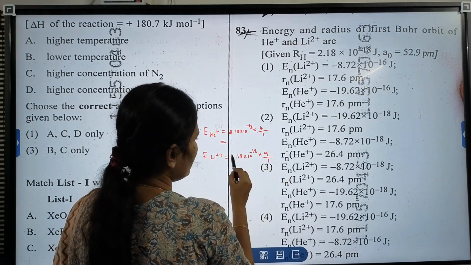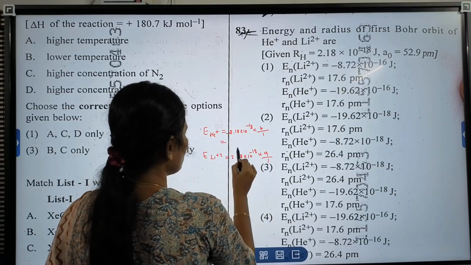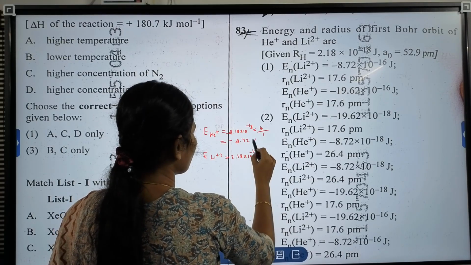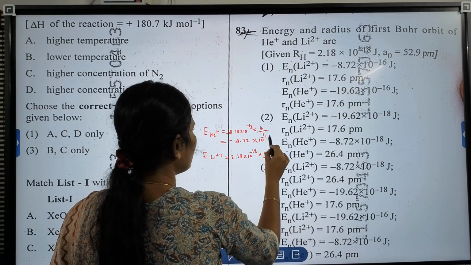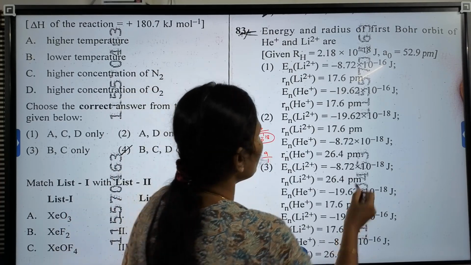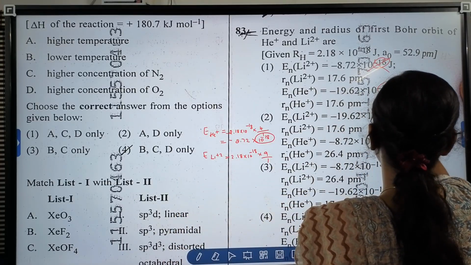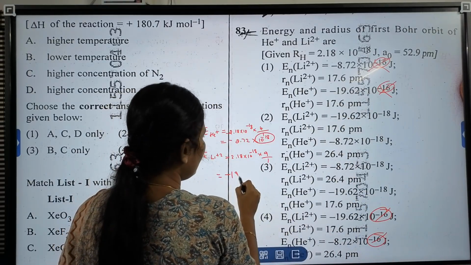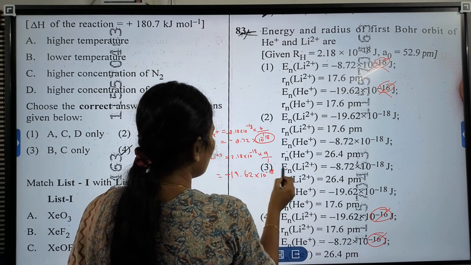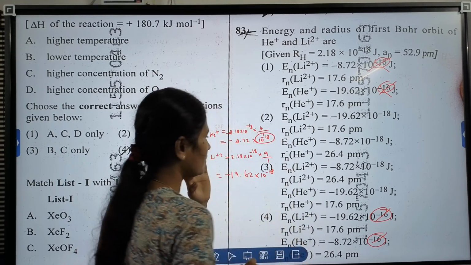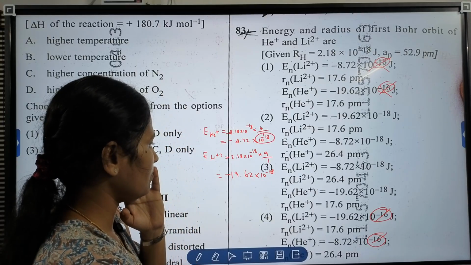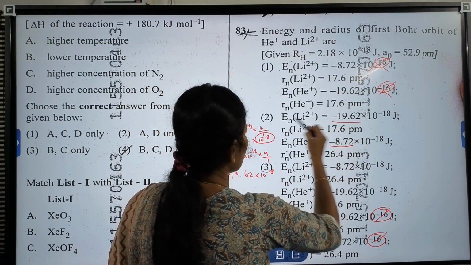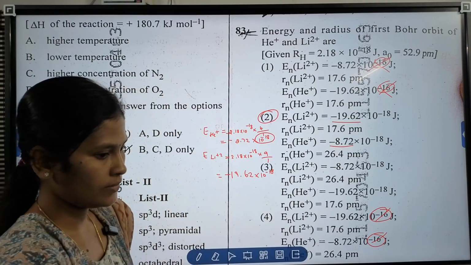If you multiply, what will you get? It is negative, of course. So it is minus 8.72 times 10 to the power of minus 18. That's the point. Here, if you are getting something like 16, that is not correct. We can omit this. And for lithium, what are we getting? Minus 19.62 times 10 power minus 18. So next, the second and third options, you should be very careful about what they have given. Helium plus is 8, lithium only this. So we can go with the second one. Yes? Okay, good.